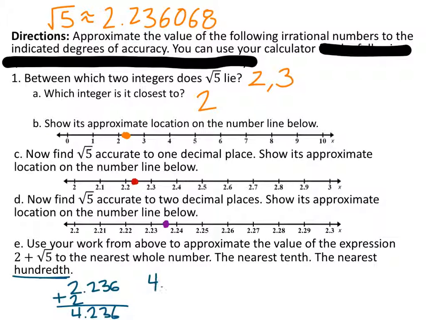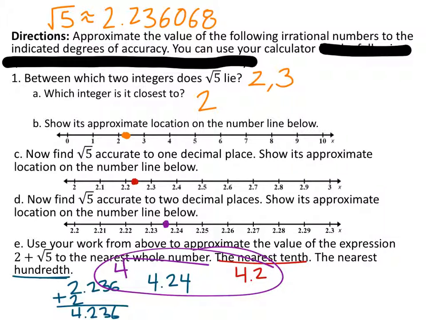So for the nearest hundredth, I look at 4.2, but the hundredths digit is the 3, and the digit after it is a 6, so I'm going to round that up to 4. So 4.24. That's the nearest hundredth. And then I will do the tenths place. From the number that I just found, 4.24, that would stay rounded to 4.2. And rounding to the nearest whole number, 4.2 is closer to the number 4. So these three would be our answer.